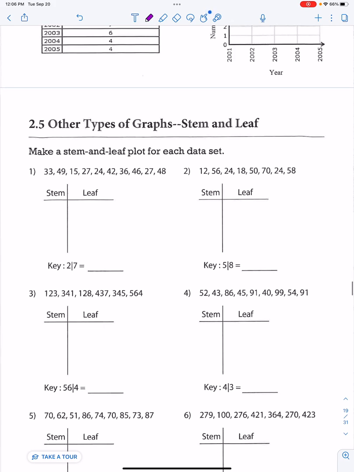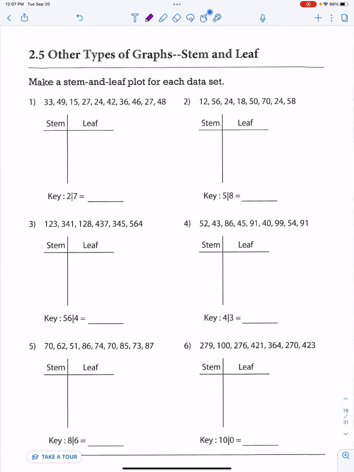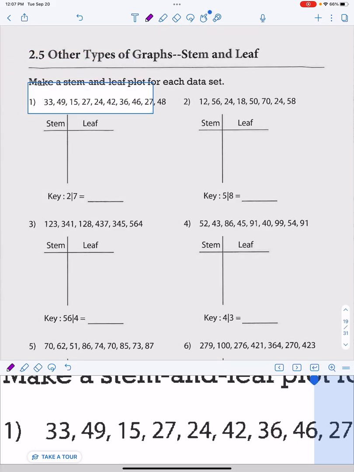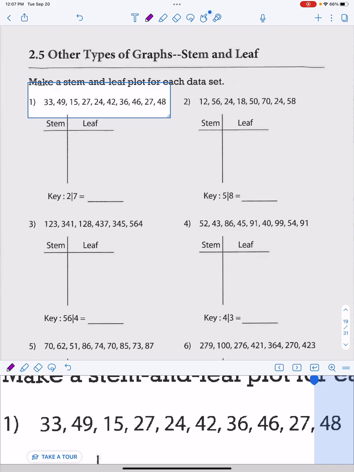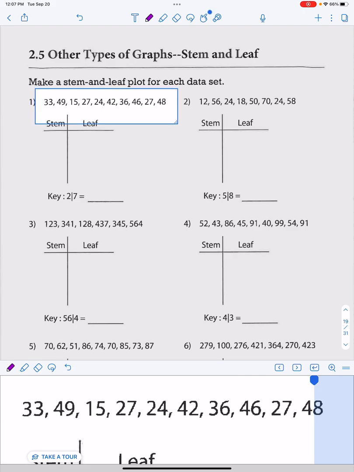Otherwise, we are going to take a look at stem and leaf plots. Stem and leaf plots are a really neat way to analyze your data. When we do a stem and leaf plot, normally we put these guys in order. So it looks like my smallest is 15.